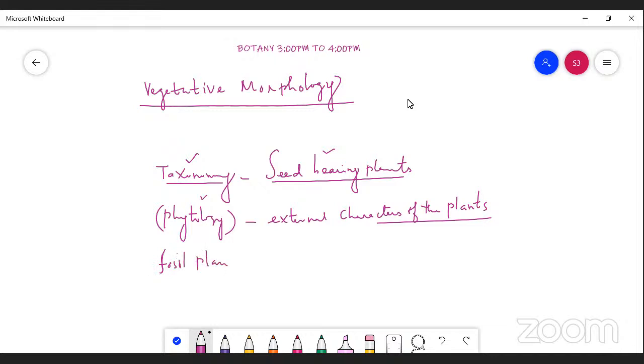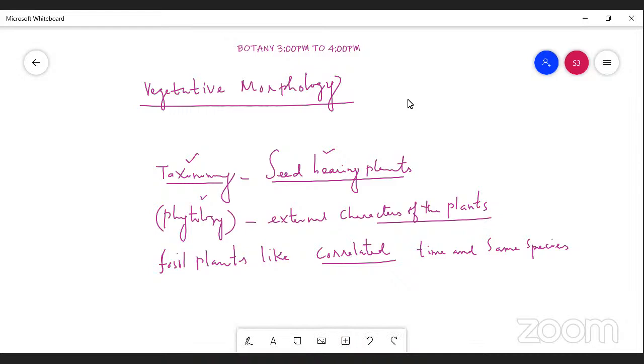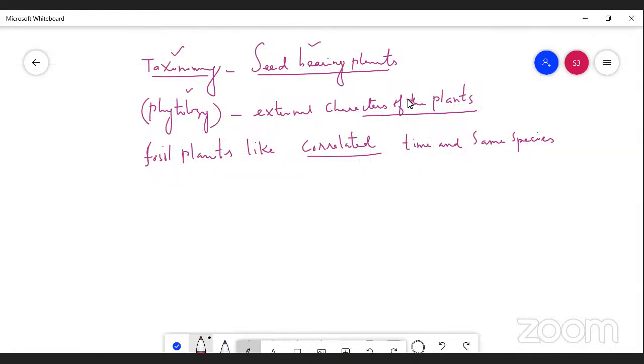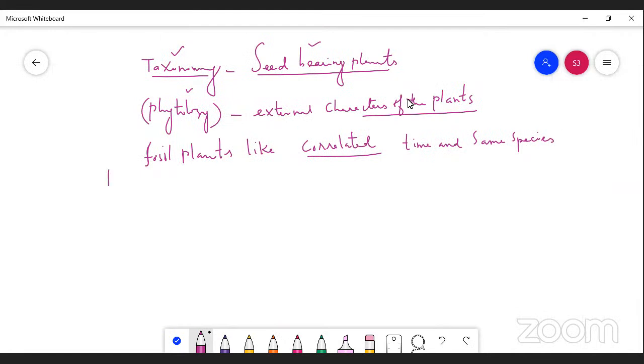Morphology is correlated with fossil plants, time, and species. Morphology is divided into two categories.